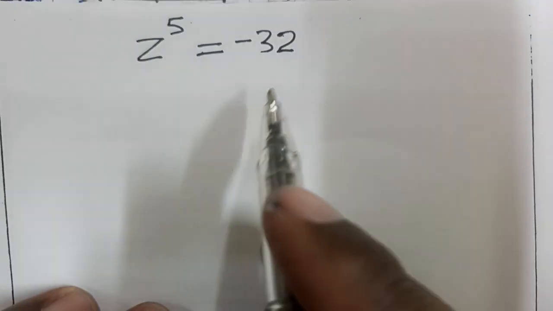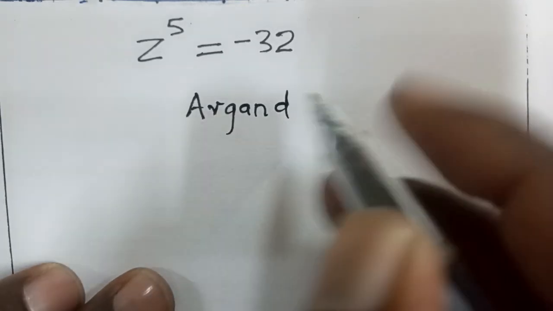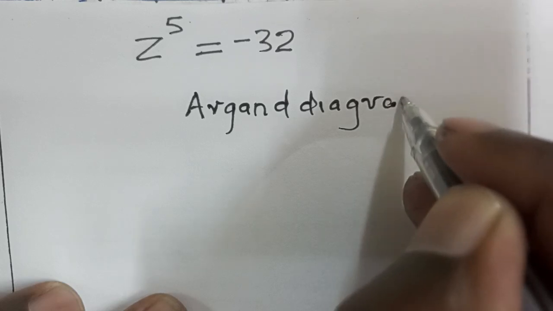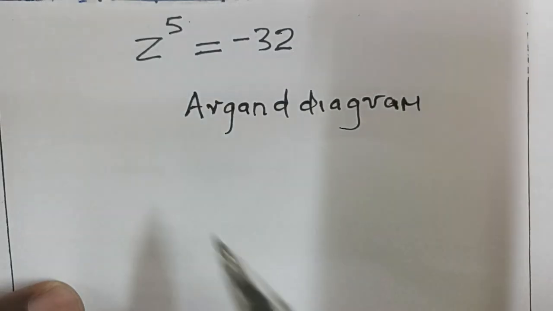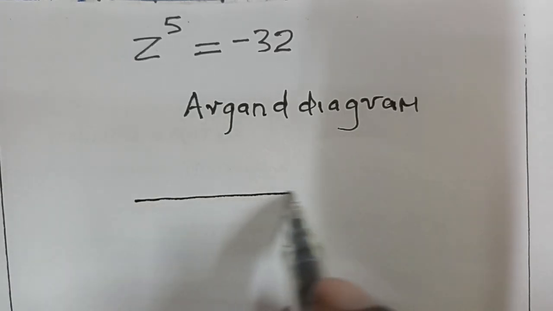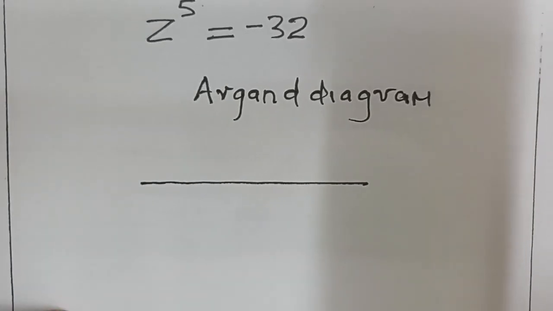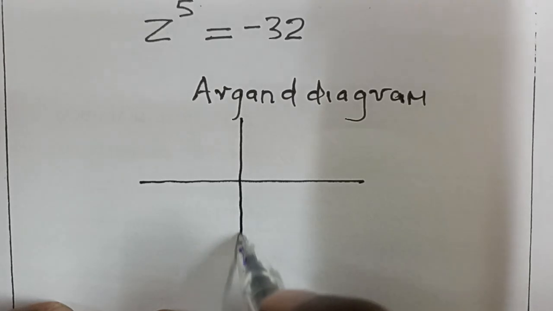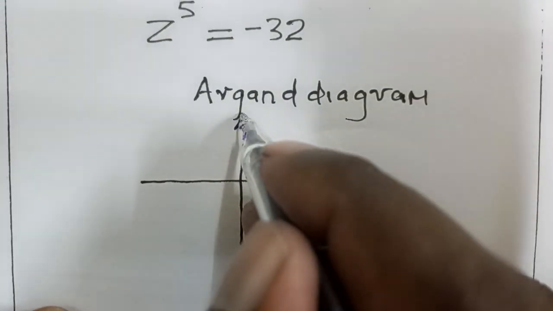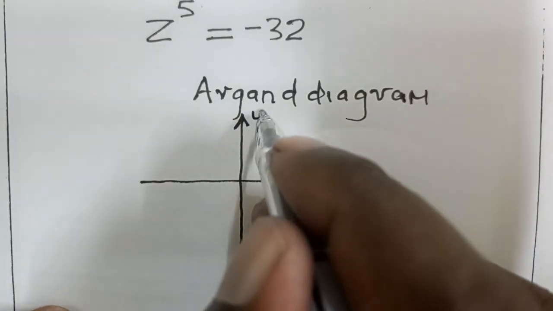And so therefore, we are going to draw what we call an Argand diagram. That is a way of representation of complex numbers. So we have an Argand diagram here, where we can now draw x and y-axis. The x-axis represents the real part, and the y-axis represents the imaginary part.